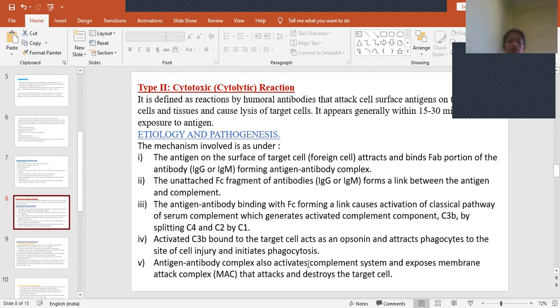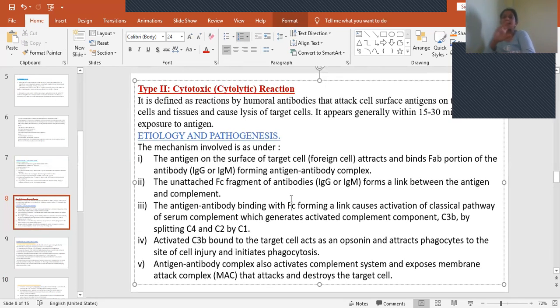And then the antigen antibody complex also activates the complement system, and it will expose a membrane attack complex, that is MAC, that attacks and destroys the target cell. So this is how the mechanism will be seen. First, whatever the antigen which is present on the target cell, it will attract and bind to the FAB portion of this antibody. Which antibody? IgG, IgM, and forms a complex, that is the antigen antibody complex. Okay. And then whatever the Fc portion which is unattached, that will go and bind, and form a link.